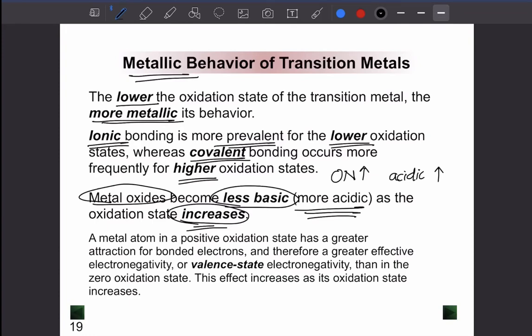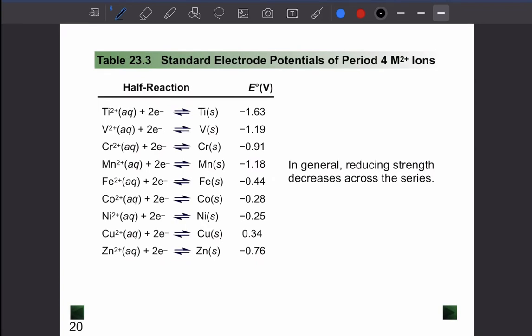This is the metallic behavior of transition elements. Another one is that the reducing strength also decreases across the series. If you look at period 4 elements, across the period the value starts decreasing as you go down the period.